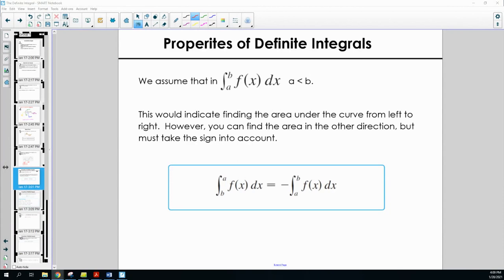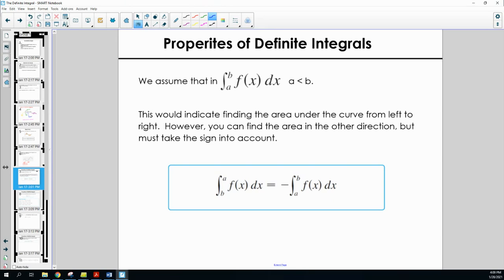So there's a bunch of different properties, and you can use them to help you simplify or evaluate different operations and different circumstances involving definite integrals. So we usually assume that for the integral from a to b of f of x dx, a is going to be less than b. So typically, we would have the smaller number as our lower limit and the larger number as our upper limit. Okay? So this would indicate that you're finding the area under the curve from left to right. So it's going from a small value to a large value.